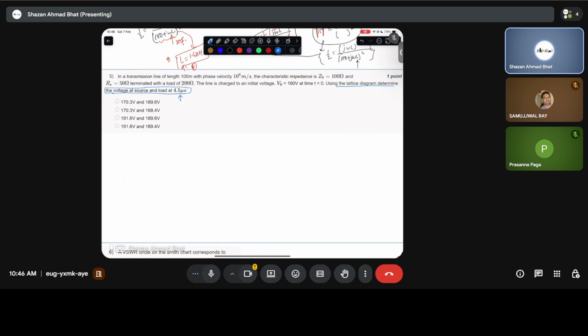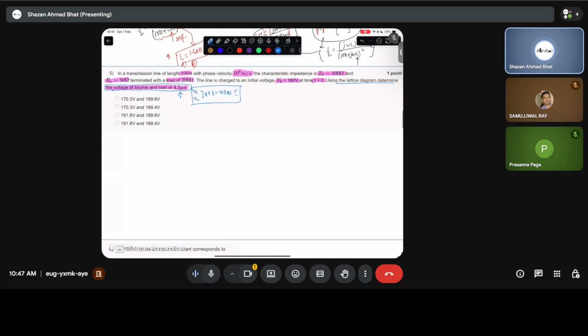In a transmission line of length 100 meters with a phase velocity of 10 to the power 8 meters per second, the characteristic impedance is given, the source resistance is given, and the load resistance is given. The line is charged to an initial voltage V equals 160 volts. That means it's a constant DC voltage at time t equals 0. Now using the lattice diagram, we'll have to determine the voltage at the source and load at time t equals 4.5 microseconds. So this is the unknown quantity which we need to compute.